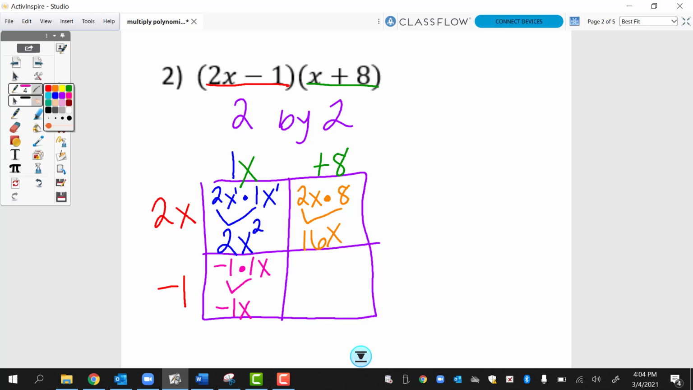And last box down there, not green, not orange, this one. Okay, down here I got -1 times, what's up there? A positive 8. Multiply by big numbers, -1 times 8 is -8. How many x's? No x's, so I just leave it -8.